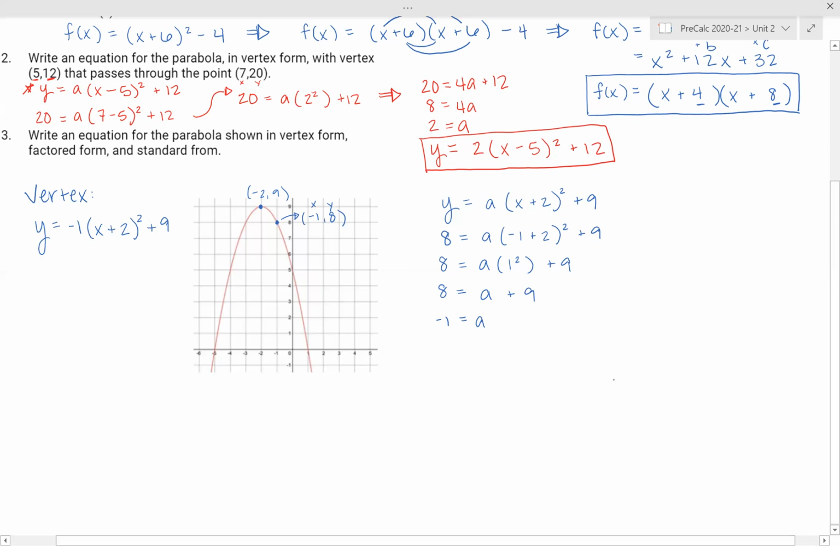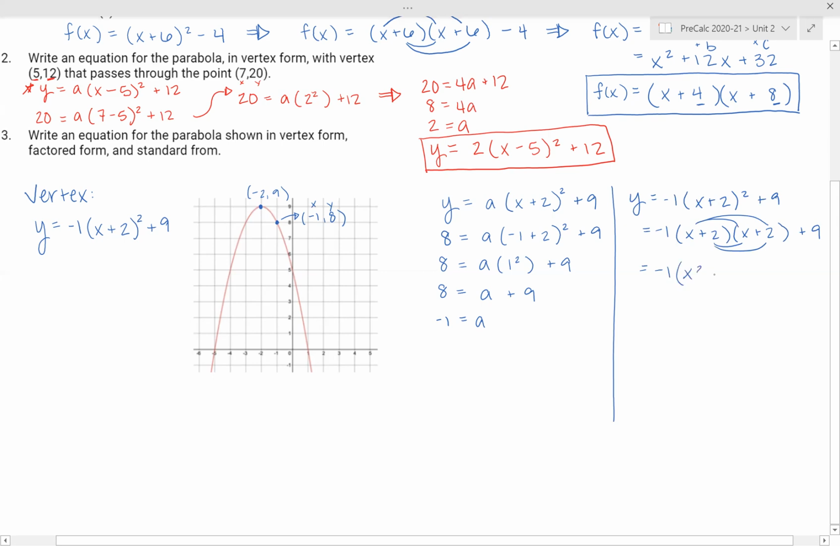Okay, now I want standard form and factored form. And truly, it says factored then standard. I always go from vertex straight to standard because it simplifies down right to that. So if I have x plus 2 squared, same thing as we did above, we can just write that out twice. X plus 2 times x plus 2 plus 9. Do not ever distribute that square. Don't ever do it. Okay, just write it out twice. And then we FOIL.